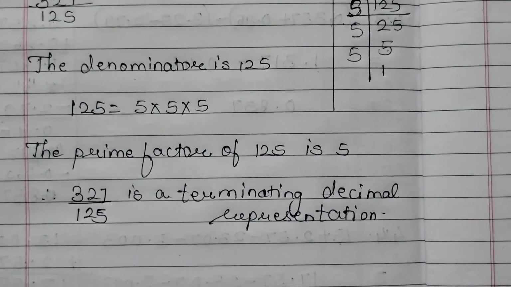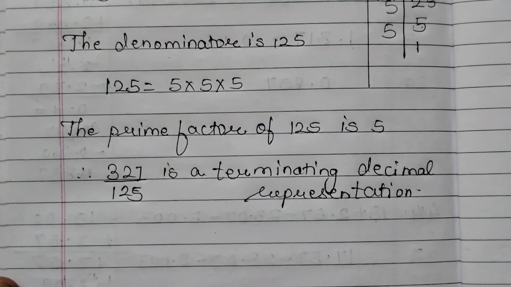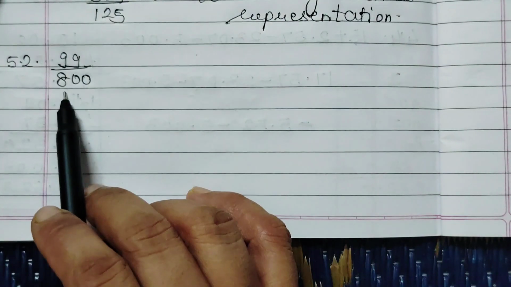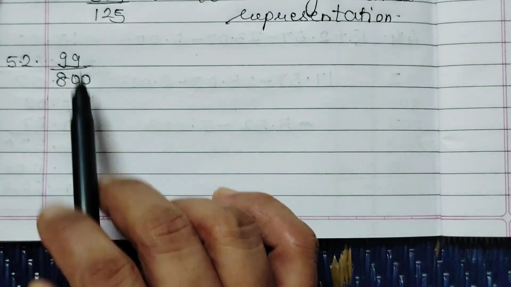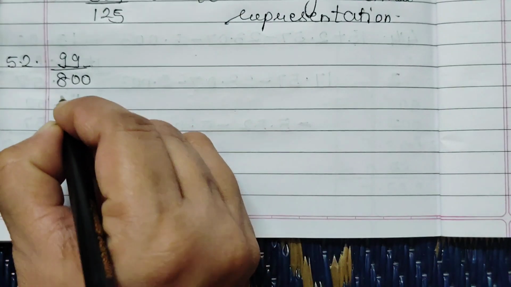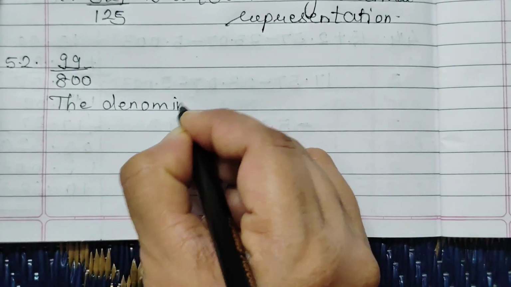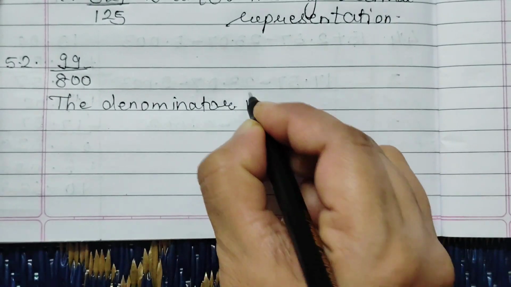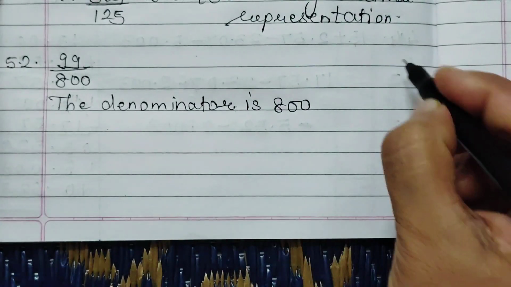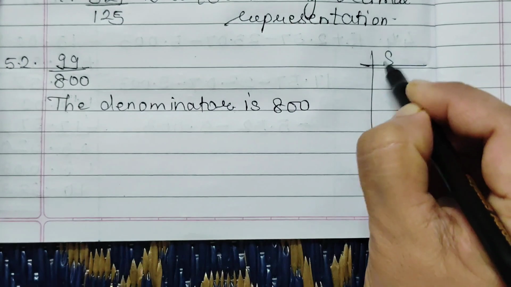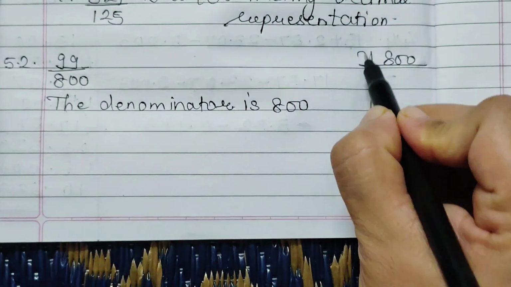Okay, so we have completed question number 1. Next question is 99 upon 800. Again, we cannot reduce this number, so we will take out the prime factor. So what is the denominator? The denominator is 800. Okay, so we'll take out the prime factor. So 2, we'll start with 2.